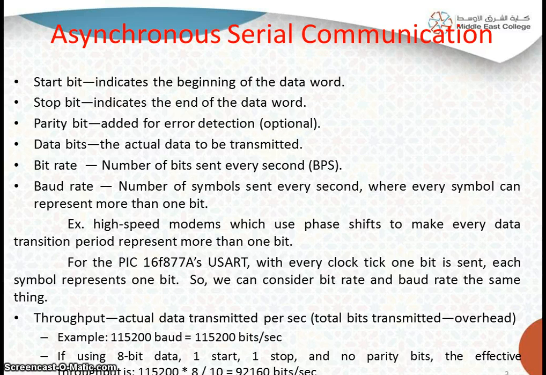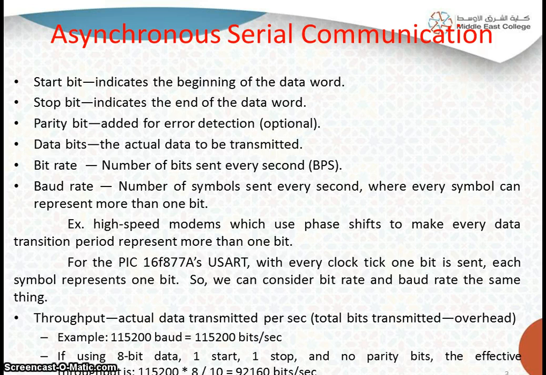So the next term is throughput. It is actually how much data is transmitted per second. So we have understood that, for example, to transmit 1 byte of data, we have to add some additional bits which are not the data, which are the overhead. So throughput indicates how much data is exactly transmitted per second, excluding the overheads.